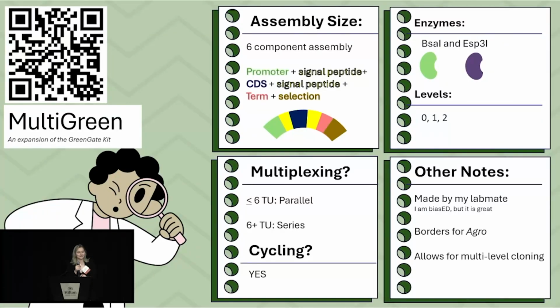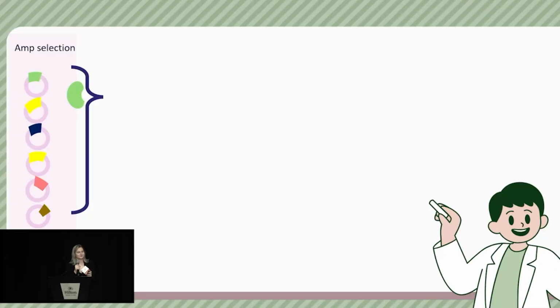I must admit that I am biased because this was made by my lab mate. My personal opinion is that this is the best. It does allow for the borders of agro, it allows for multi-level cloning, et cetera, et cetera.